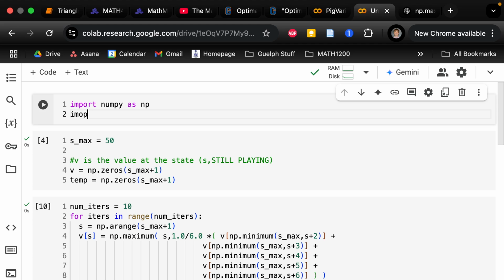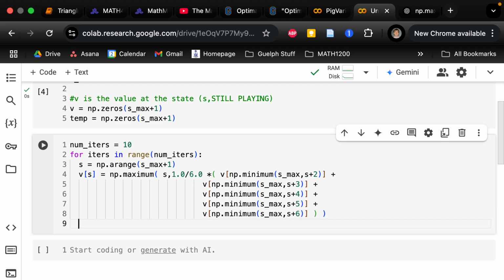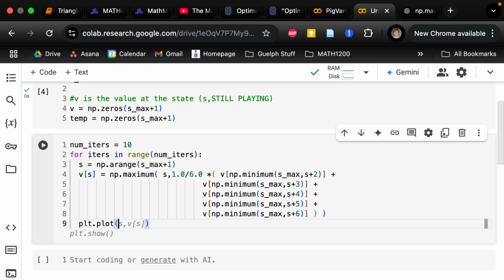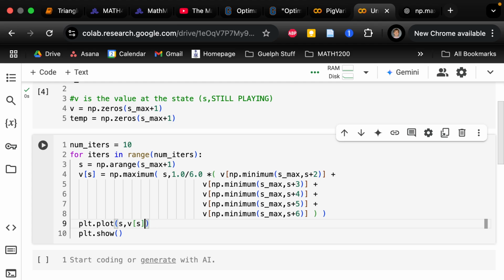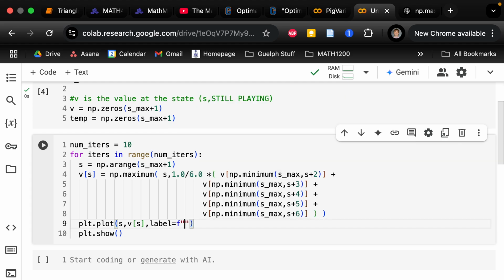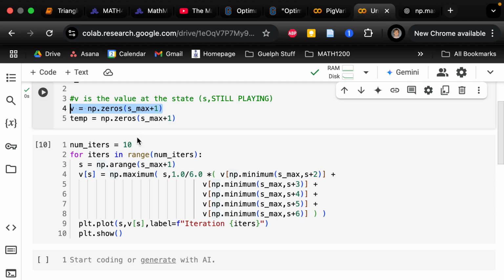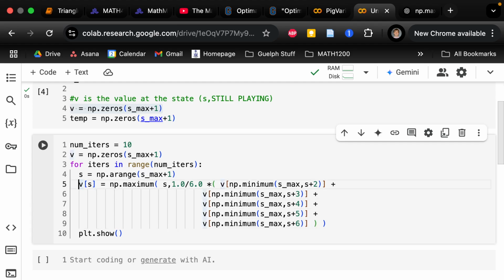How do you plot things? You do the second line of magic, matplotlib.pyplot as plot, and then we're going to plot this thing. Plot.plot. And again, I want to plot s against v of s, and let's label it iteration number whatever it is. Label equals f iteration iters. Okay, and then let me restart it at 0. Oh, actually, let me plot it before I run it, so that iteration 0 is really iteration 0.